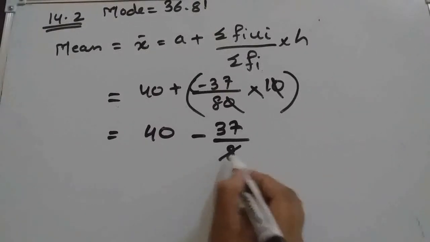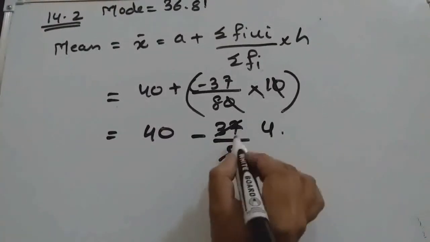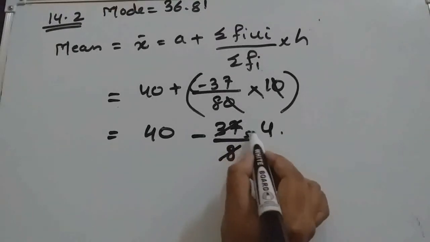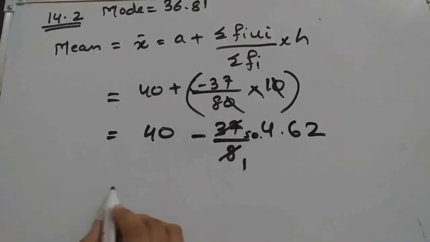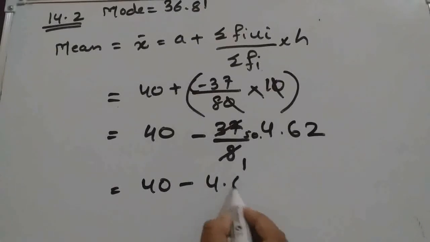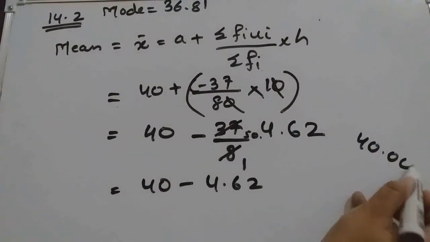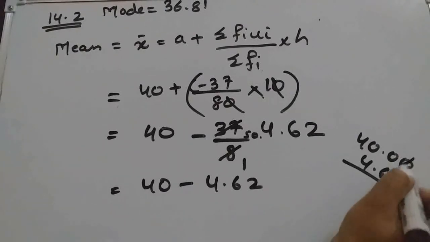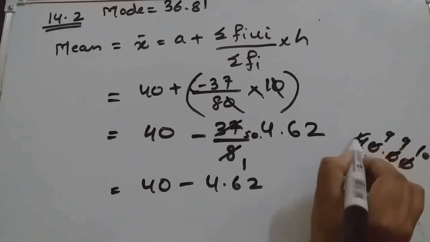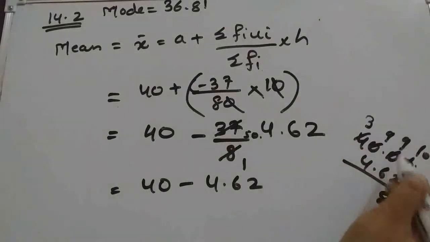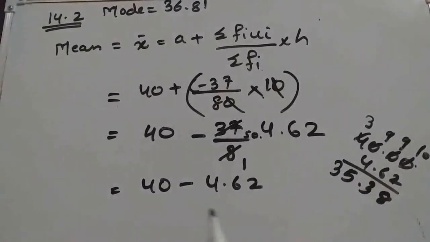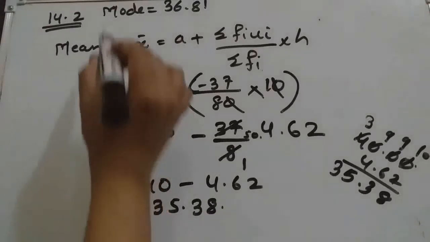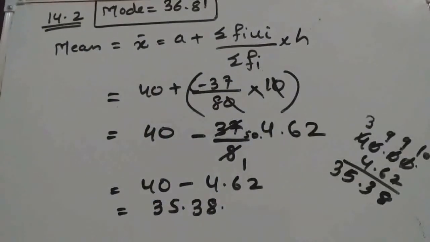So it will be 4, 8 4s are 32, isn't it? So 5 will remain here. Then 8 6s are 48. Then 2 will remain. So 4.62. So 40 minus 4.62. So you can find, this will be 10, 9, 9, 3. So 10 minus 2, 8. 9 minus 6, 3. 9 minus 4 is 5 and 3. So the answer is 35.38. And we got mod as 36.81.